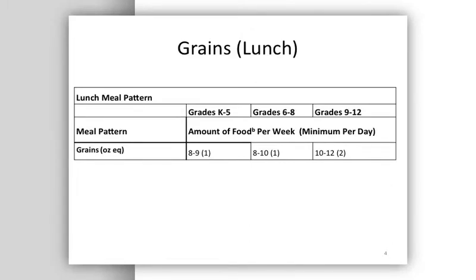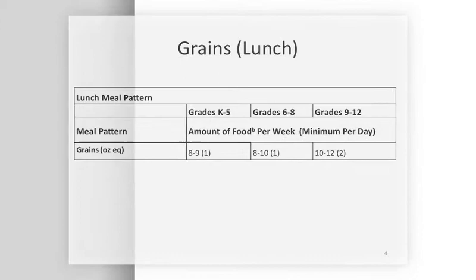This slide shows the grain requirements for each grade group. The chart shows the weekly minimum and maximum number of grains for each group, followed in parentheses by the daily minimum. So, for grades K to 5, the weekly minimum is 8, the weekly maximum is 9, and the daily minimum is 1 grain. For grades 6 through 8, the weekly minimum is 8, the weekly maximum is 10, and the daily minimum is 1 grain.